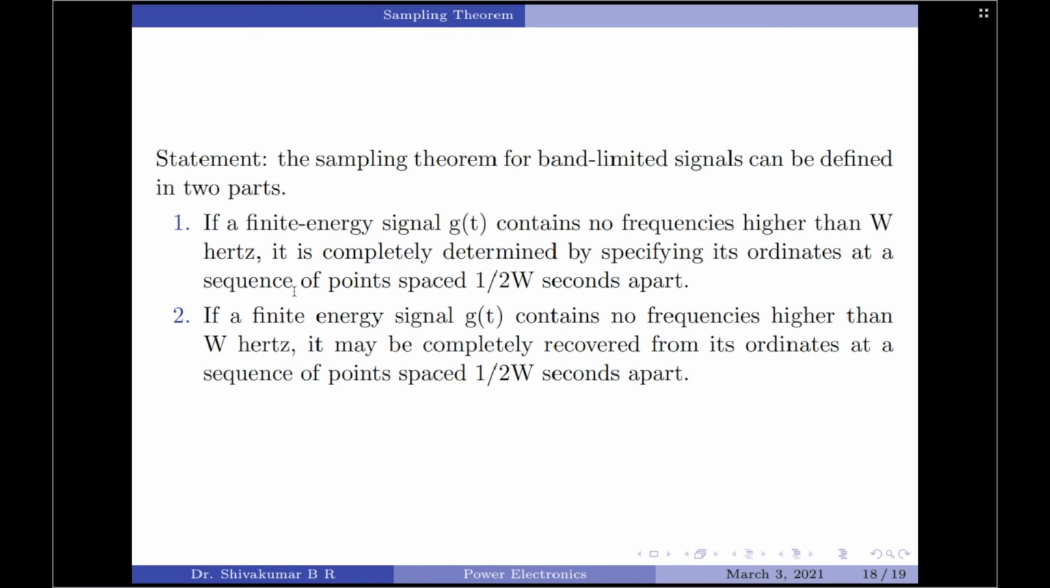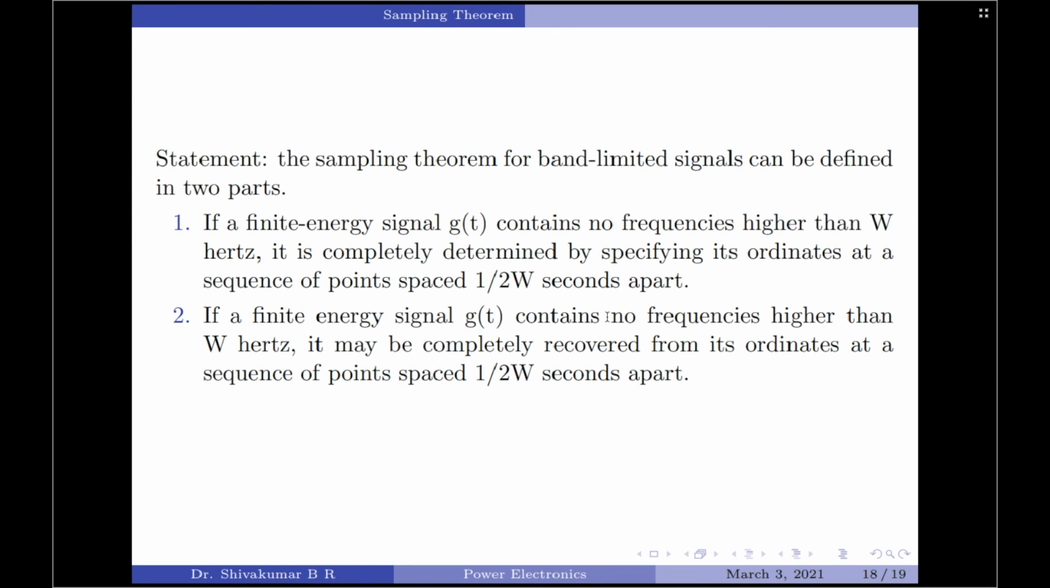So, this part simply states that if the sampling is done by taking samples with a separation between each sample equal to 1 by 2W, then the sampling can be done successfully. That is about sampling. Coming to the reconstruction, we once again start with the same sentence, that is, if a finite energy signal G of t contains no frequencies higher than W hertz, then it may be completely recovered. Please note, completely recovered from its ordinates, which are nothing but samples, which are then supposed to be placed at a sequence of points spaced 1 by 2W seconds apart. So, this is the overall definition and statement of the sampling theorem.